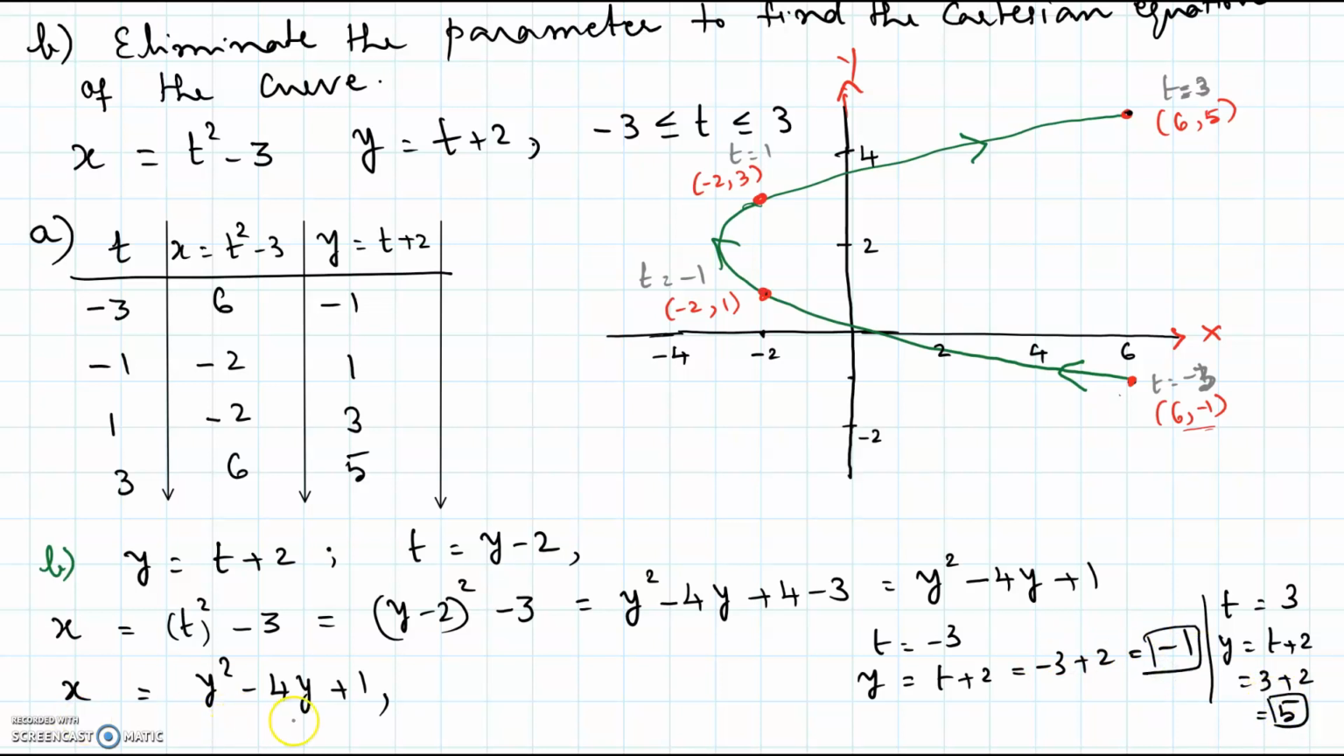So x equal to y square minus 4y plus 1 is the horizontal parabola where y runs from negative 1 through 5. That is exactly what we see in the graph too: y equal to negative 1 and y equal to 5 over here. So it's important to write the domain of the function. Hope this video helps.